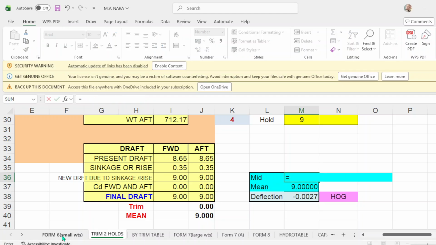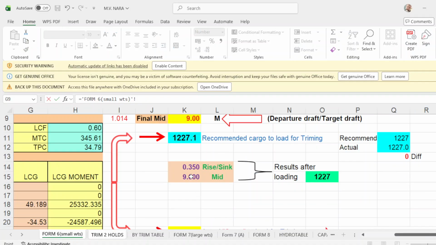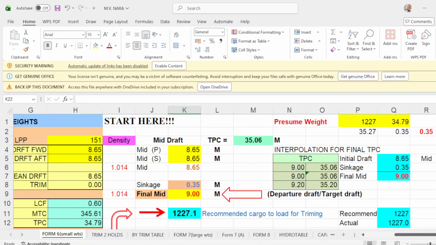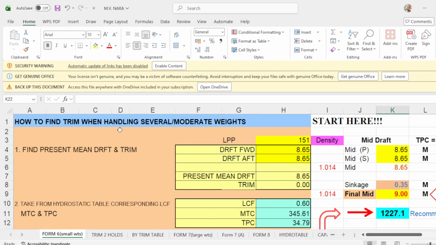You go to form 6. This is your mid. Press enter. And your mean equals. This will be your mean. And your deflection is 0. Then you go back to form number 6, which is this one. Okay? How to find trim when handling several moderate weights.